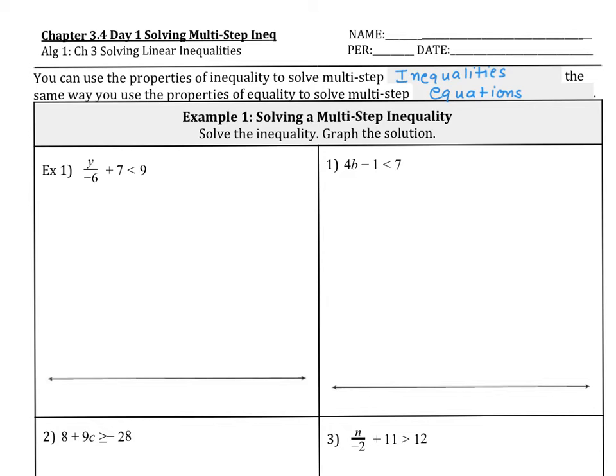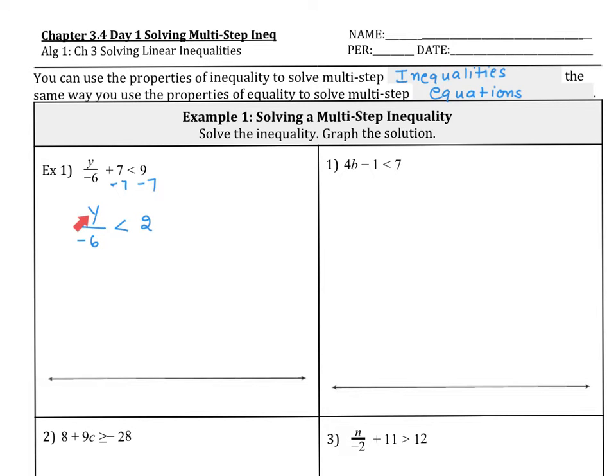So in example number 1, we have y over negative 6 plus 7 less than 9. You want to have the y by itself, so you're going to remove the 7. So you're going to subtract 7 on both sides. Y over negative 6 is less than 2.